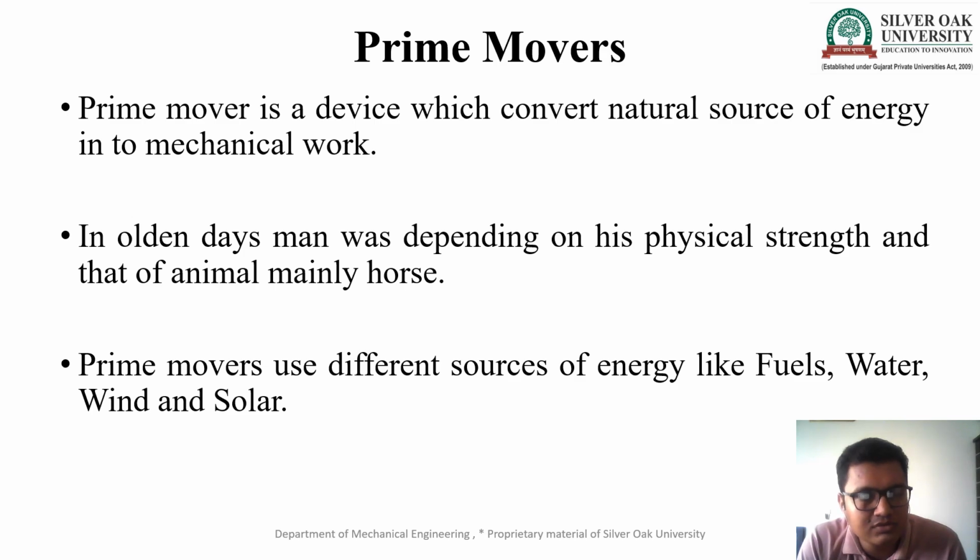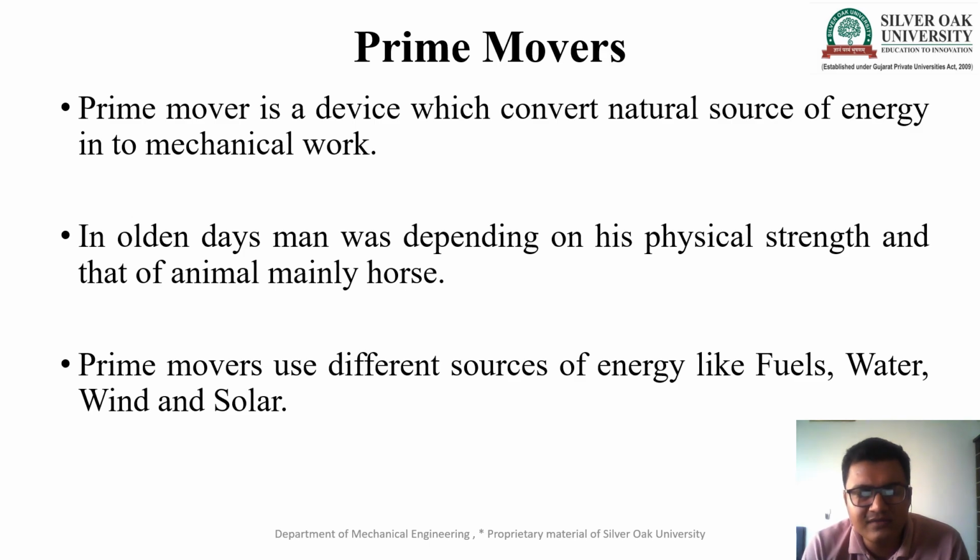What is a prime mover? A prime mover is a simple device which converts the natural source of energy into mechanical work. In olden days, man depended on two things. First one is physical strength, and second one is animals like horse and camel. So prime movers use different sources of energy like fuels, water, wind, and solar energy.